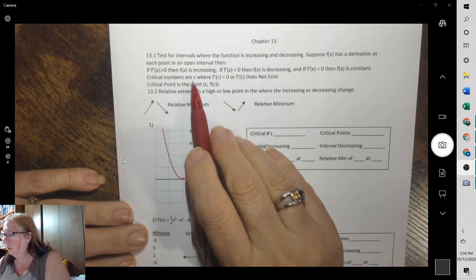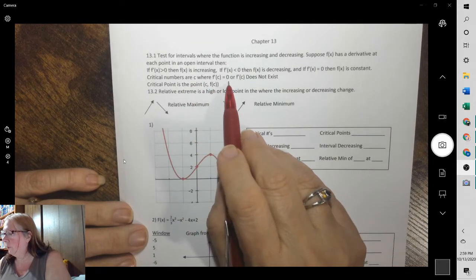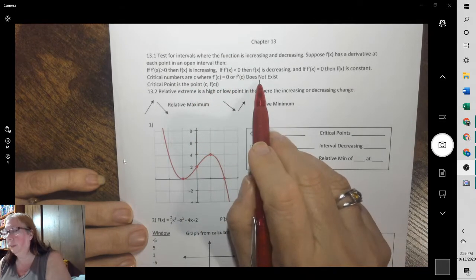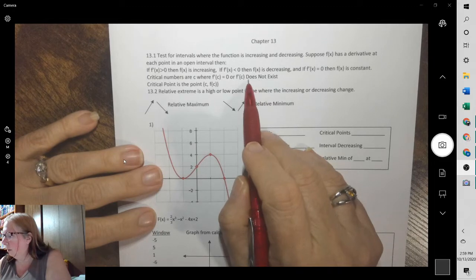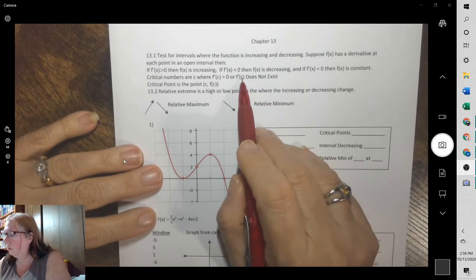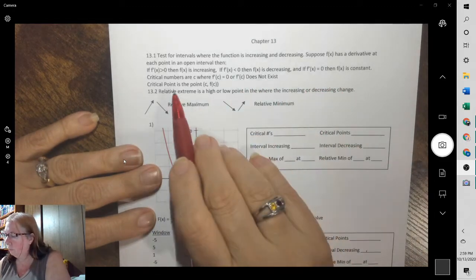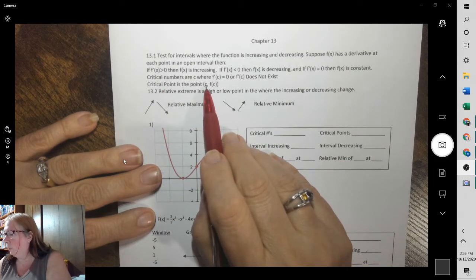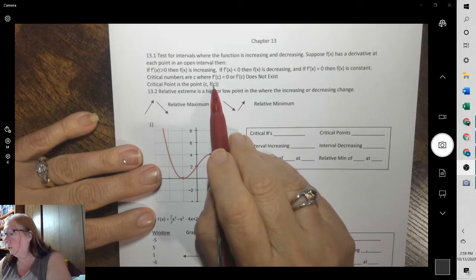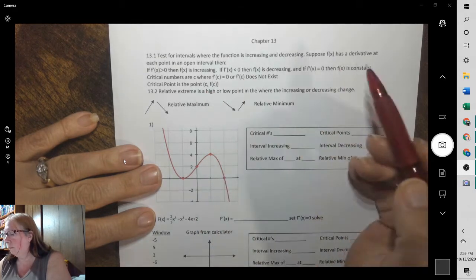The critical numbers are where the derivative equals 0 or does not exist. So you do have to be careful. Fractions, if 0 in the denominator, those are also critical values. The critical point is the actual point c and f of c, so you plug it into the original equation to get the y value.